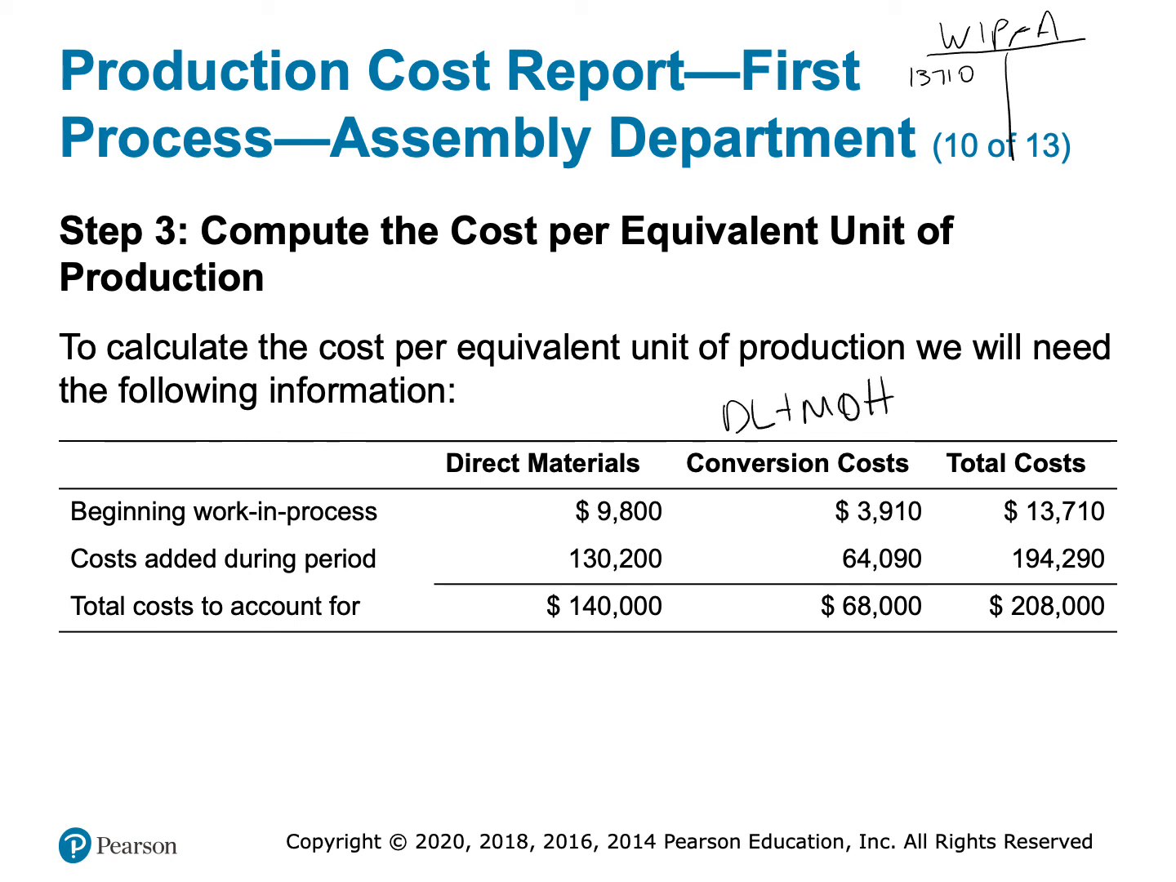Then we're told that we added to it during the period another $194,290. That's for direct materials, labor, and conversion cost. So in total, the work in process account is $208,000.